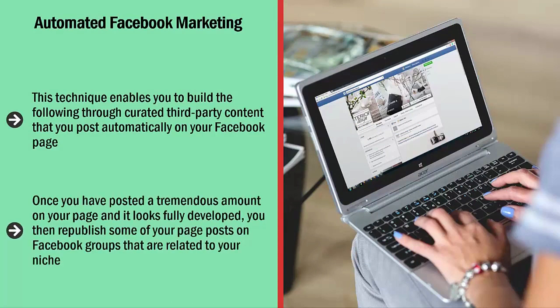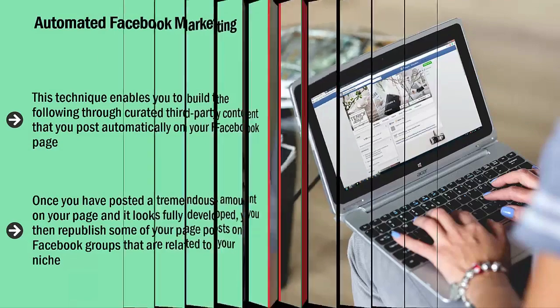Once you have posted a tremendous amount on your page and it looks fully developed, you then republish some of your page posts on Facebook groups that are related to your niche. If you do this enough times and you don't get banned, you build an organic following. When people see your page's content on their groups and they like what they see, they might like your page and start getting your updates.